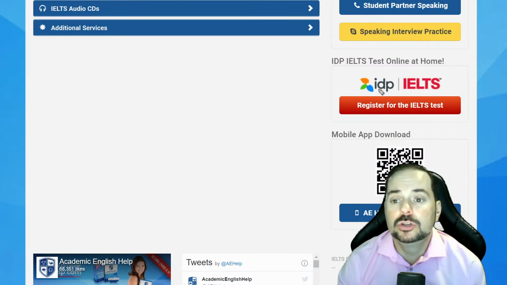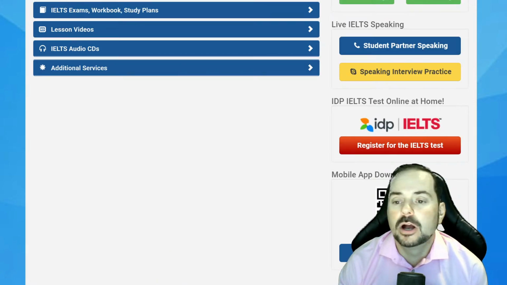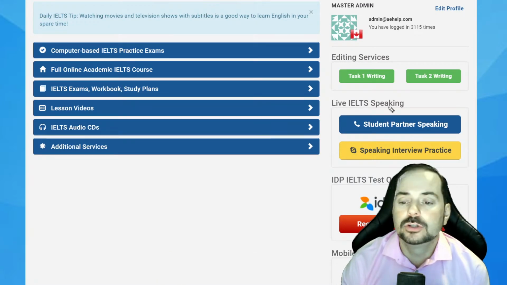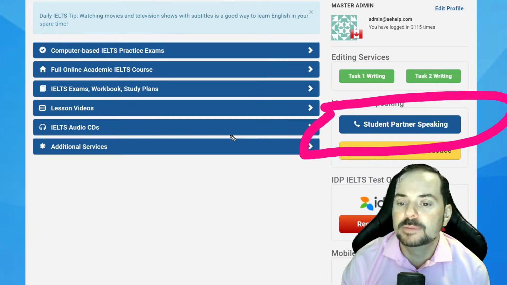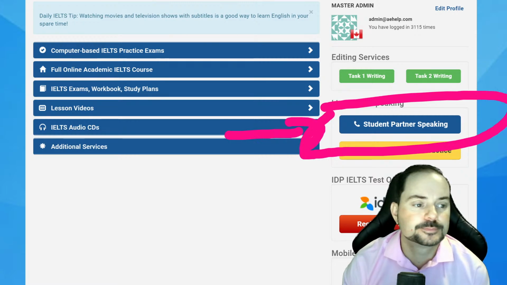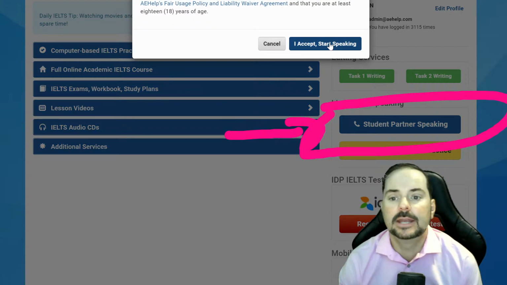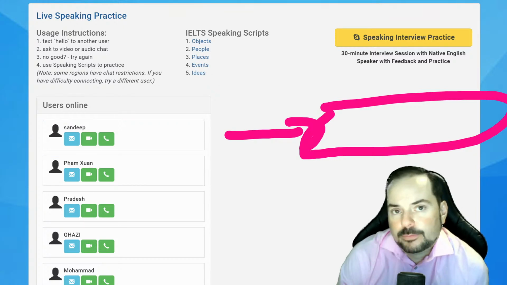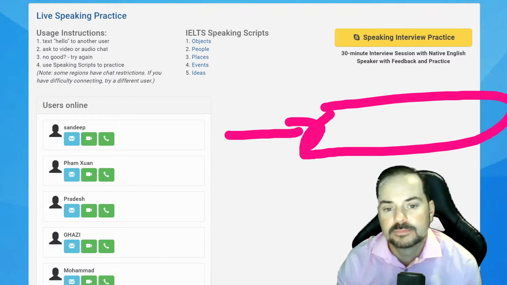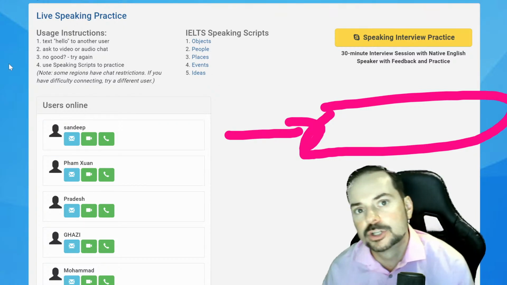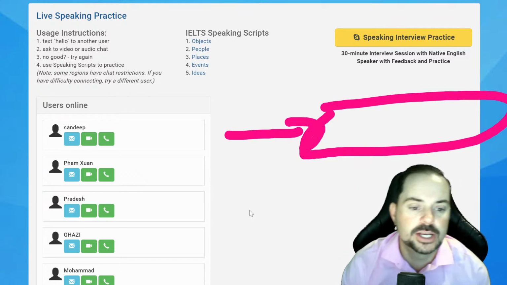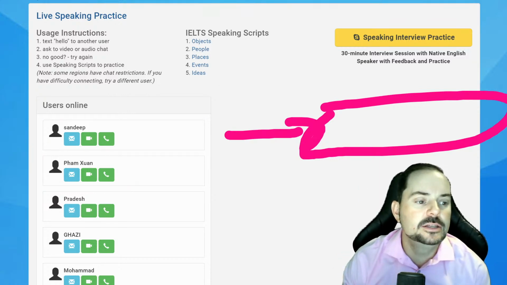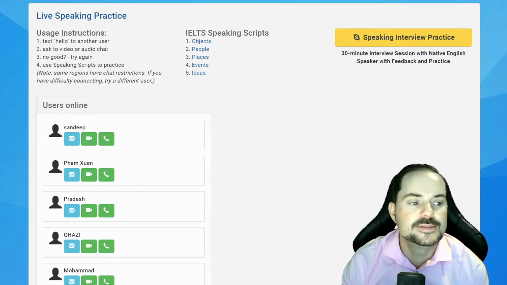Okay, so you can do that, but right now, everyone, we are going to go to student partner speaking. Boom, right there. And when you click on that, you have to accept the terms of the chat, just like with WhatsApp or with Skype. You have to say, you know, that you can't make emergency calls with this chat, etc. And then you will find yourself in this interface here.